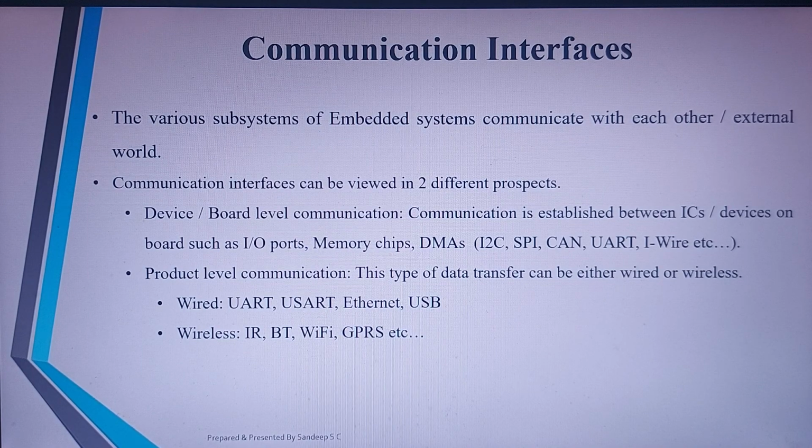Another type of communication is product level communication. In this type, data transfer can happen between two subsystems either in a wired or wireless manner. If it is wired, protocols such as UART, USART, Ethernet, USB are some wired communication protocols. If it is wireless, then it may be infrared, Bluetooth, Wi-Fi, or GPRS, etc. Depending on whether it is wired or wireless, the respective protocol will be used for the communication.